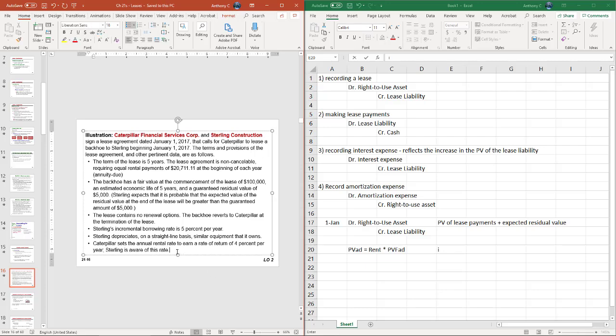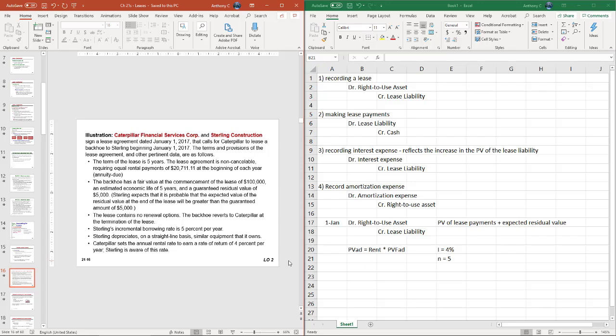Again, when you have two interest rates, you'll use the implicit rate if it's known. If not, then you can use the IBR. So since Sterling, the lessee, is aware of the implicit interest rate, that's the rate we'll use. So we use 4%. And the number of compounding periods is going to be 5 years since these are equal annual rental payments. So n is equal to 5.